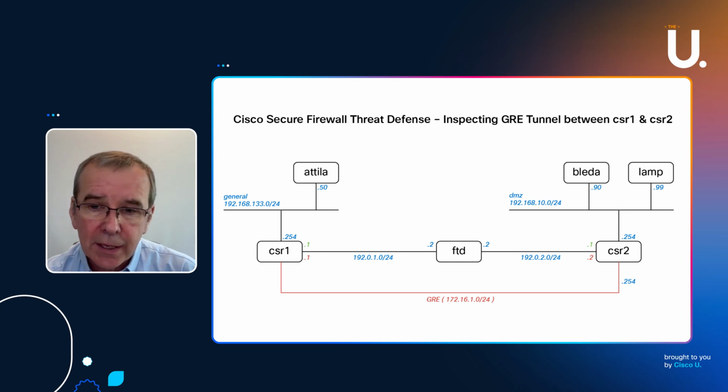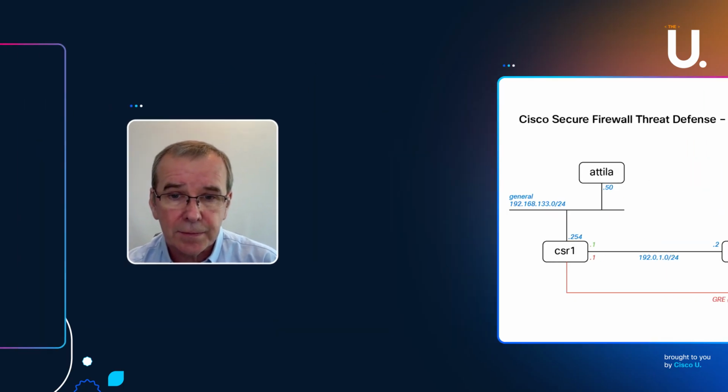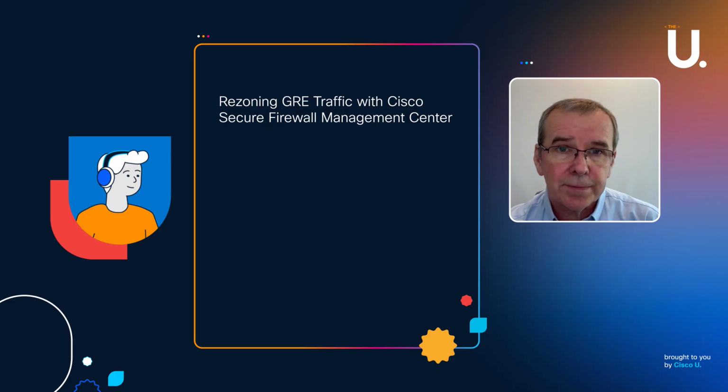Now that the tunnel has been pre-configured, the aim of this tutorial is not to show you how to configure GRE, but namely how we can make use of the features of the firewall to inspect that tunnel. So let's take a look at what we're going to cover in this demonstration.